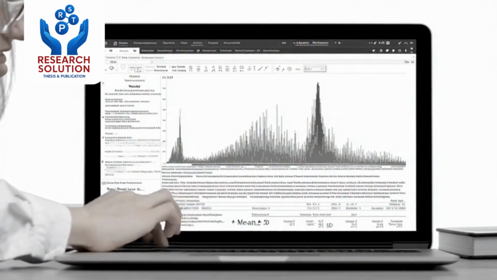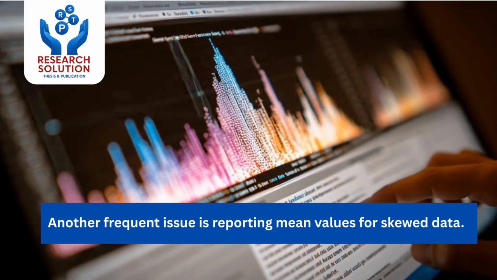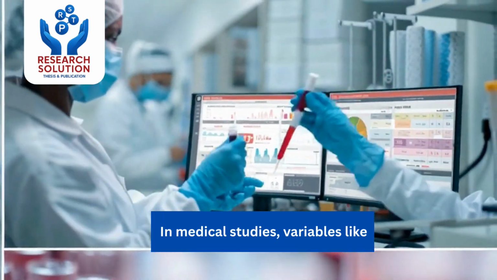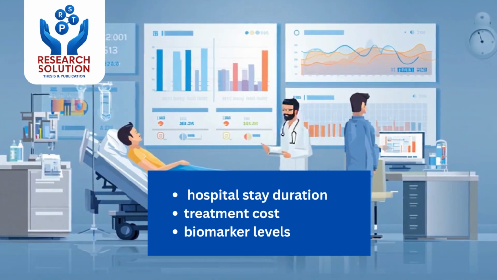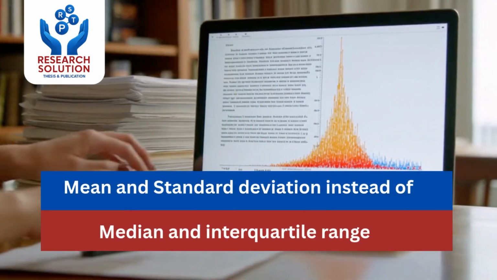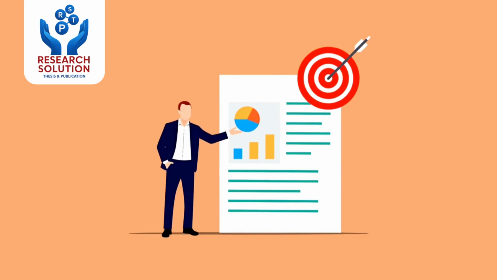Moving ahead, another widespread error is using the mean for skewed data. In medical research, variables like hospital stay, cost, or biomarker levels are often skewed, yet students still report mean and standard deviation instead of median and interquartile range. This misrepresents the true nature of the data.